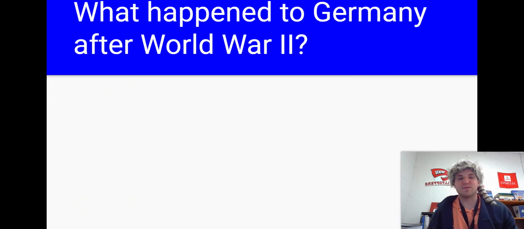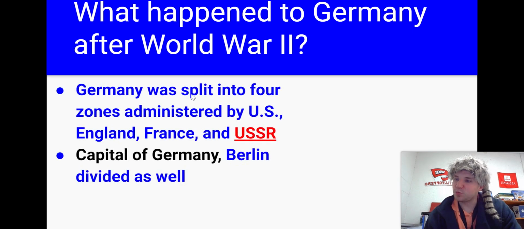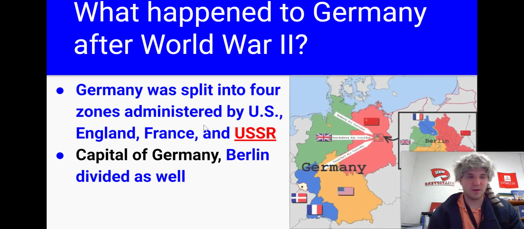Now, you'll have to know this. We talked about this at the end of our World War II unit. What happened to Germany after World War II? If you recall, Germany was split up into four different areas administered by the Allies: the United States, England, France, and the USSR, which is the acronym for the Soviet Union. Now, the capital of Germany, Berlin, is also divided up as well.